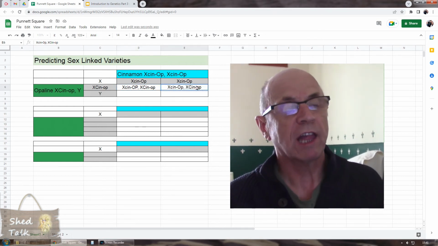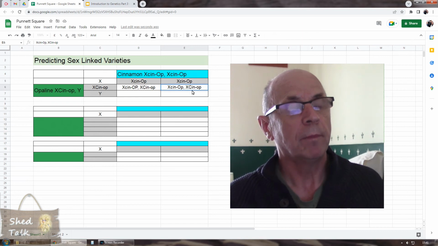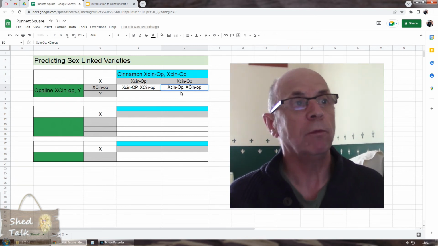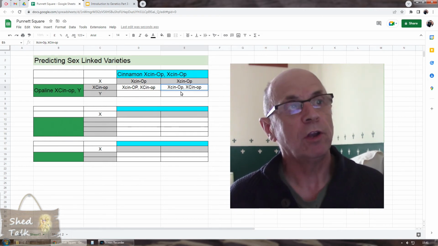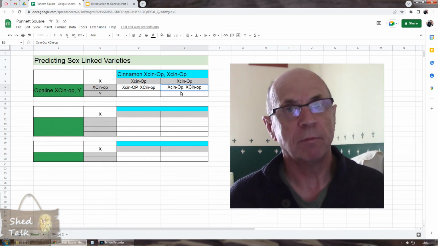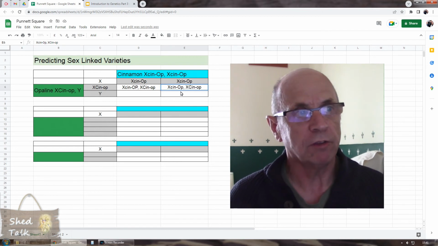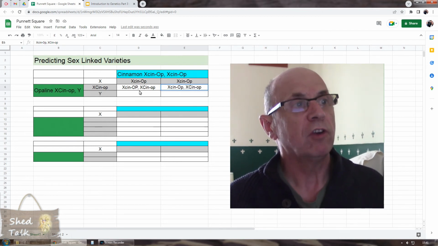And this one is exactly the same. So this bird here will also be a cockbird that is split cinnamon and split opaline, but with the splits being on different chromosomes. Let's have a look at the hen now then.